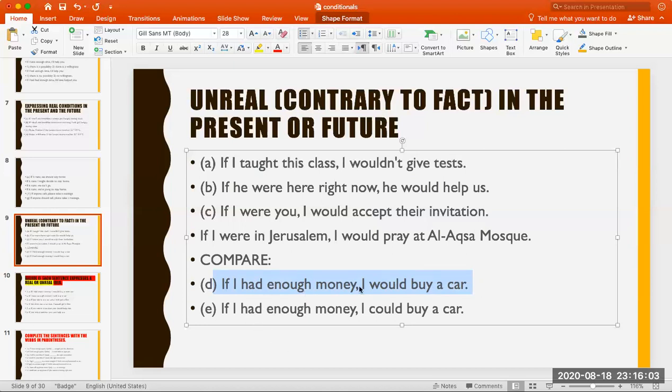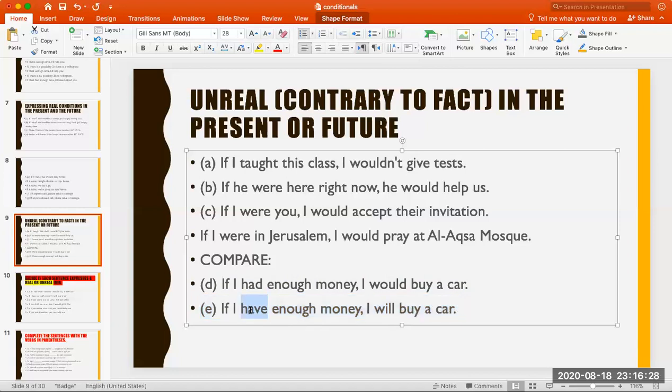And then, okay, I don't want to differentiate between would and could. It's not a big deal to me, but I want to differentiate between rule number 1 and rule number 2. If I have enough money, I will buy a new car. This is rule number 1. The meaning is in the present. It means I don't have money, so I will not buy this car.